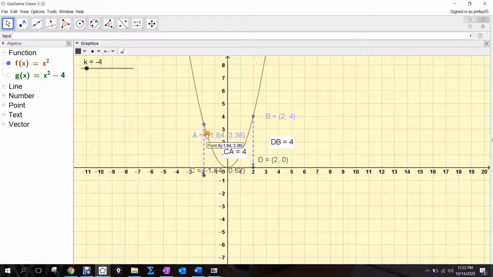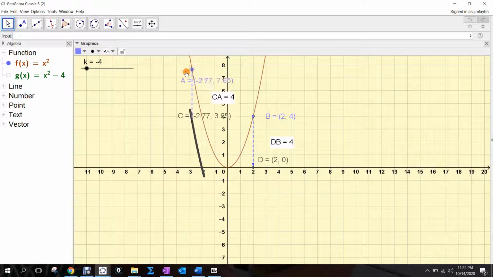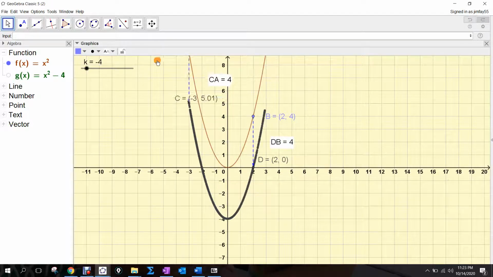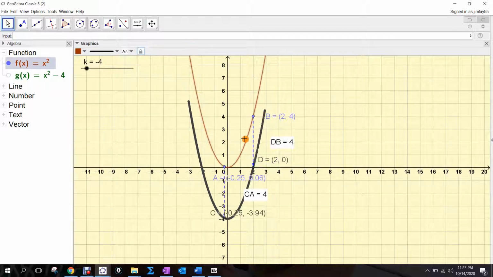4 units long. And as I move this point, you can see that paintbrush is going to trace something that is 4 units away from wherever that point is on the parent function. So I get that parabola there, and that parabola is 4 units below that parabola, so it's x squared minus 4.